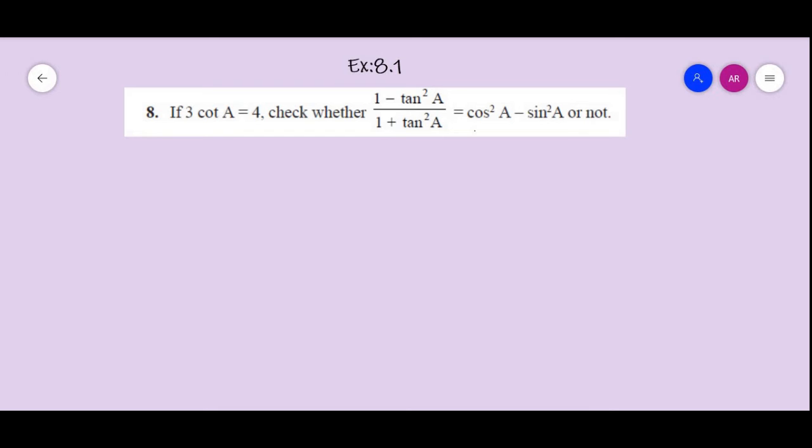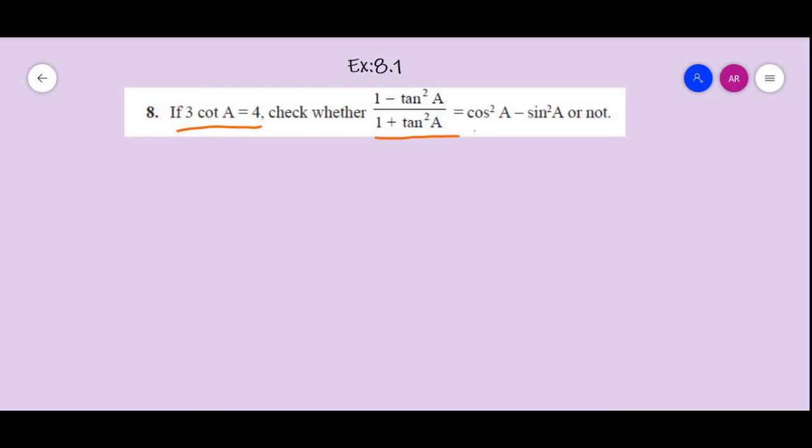So let's just have a look at this question that we have here. We have been given that if 3 cot A is equal to 4, then we have to check whether 1 minus tan square A divided by 1 plus tan square A will be equal to cos square A minus sin square A or not.